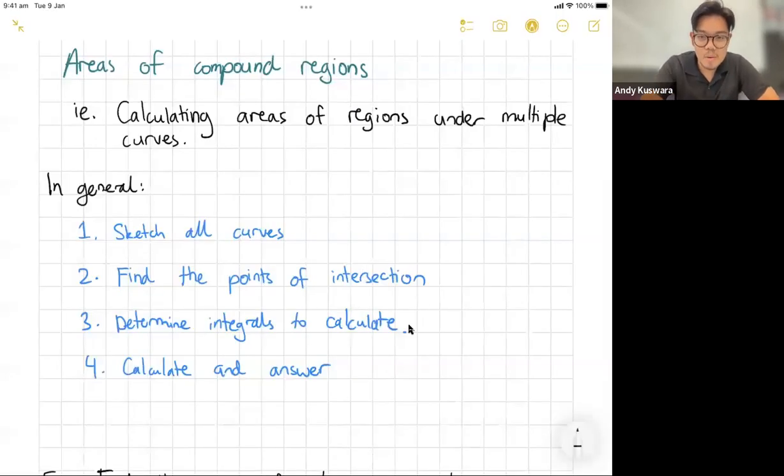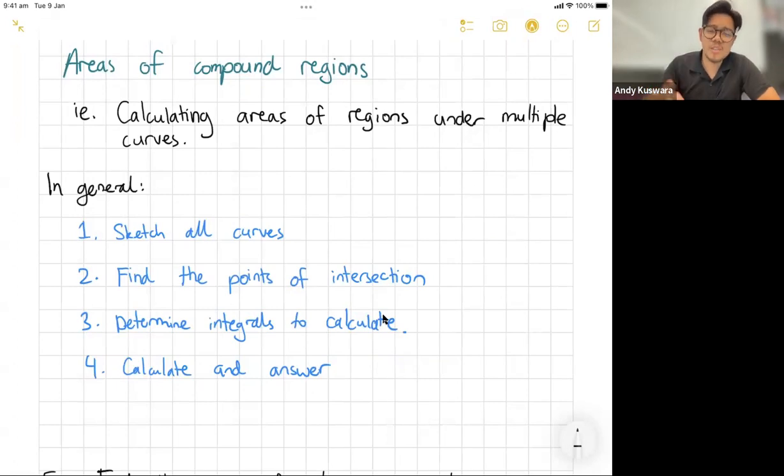Okay, now what we're looking at today is areas of compound regions, very, very similar to the video before. Check out my playlist. So this time we're not just working with one curve, we're working with multiple curves. It's very similar to the process we did for finding an area under a curve. The only difference here is now, because there's two, we're gonna have to do a little bit more calculation.